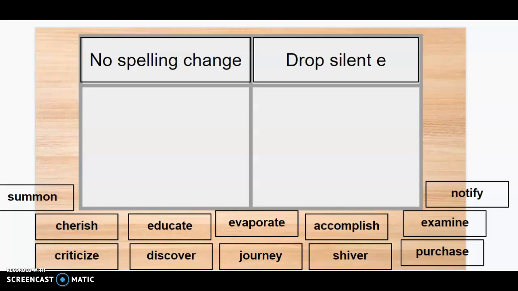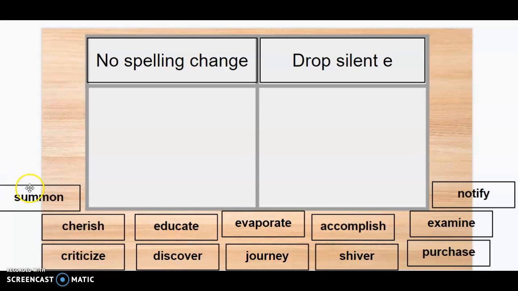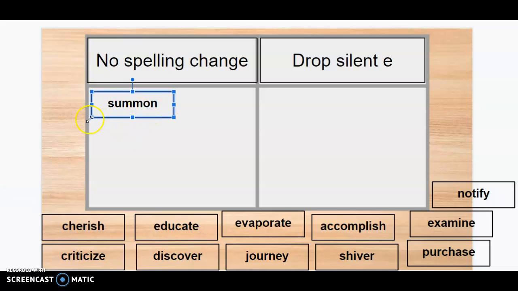So I have 12 words today. Summon, I don't think has a spelling change when I add ing. So I'm going to drag it up there. And then once I've sorted all 12 of the base words, I'm going to go back into the text box and add ing to it.